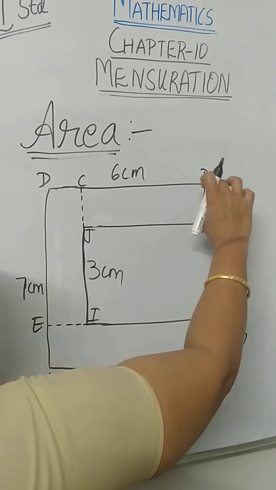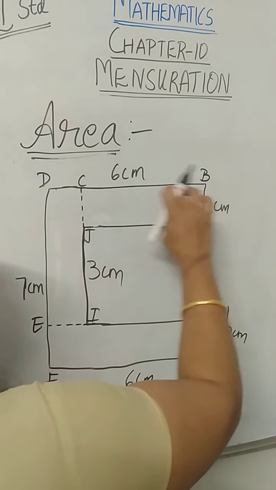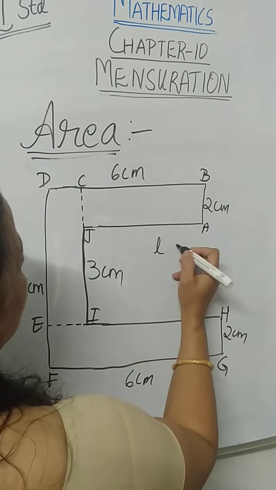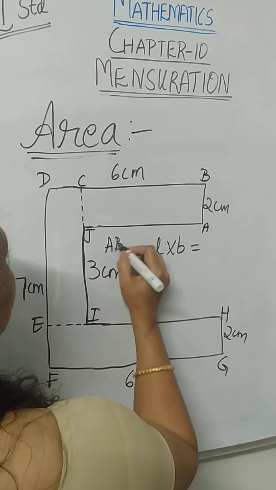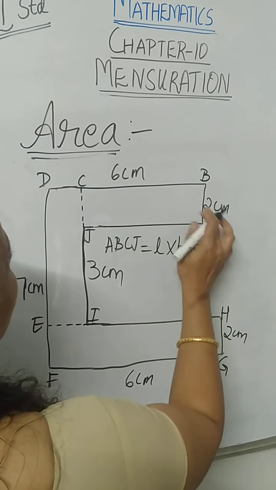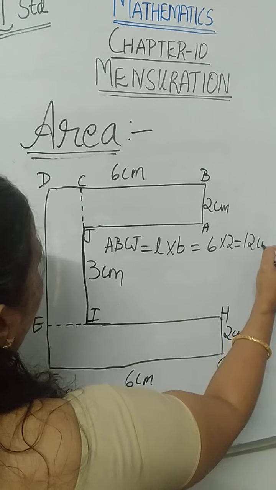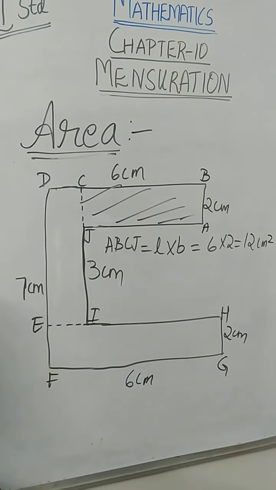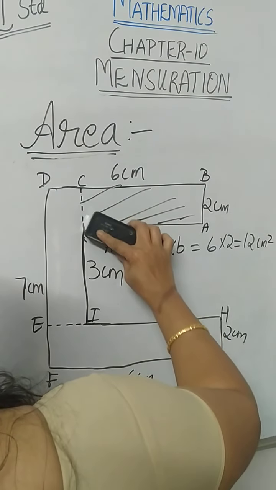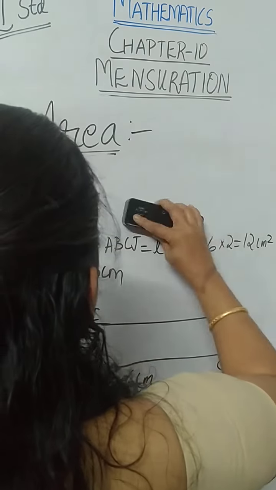Now, the first rectangle is A, B, C, J. That is length into breadth we have to calculate. Let us calculate 6 into 2. 6 into 2 is 12 centimeter square. So, this rectangle we have finished. The next rectangle, I will erase it for you so that you will understand better. This rectangle we have already calculated.